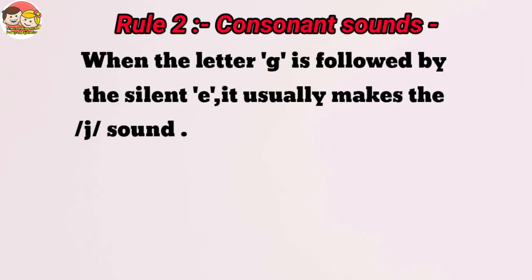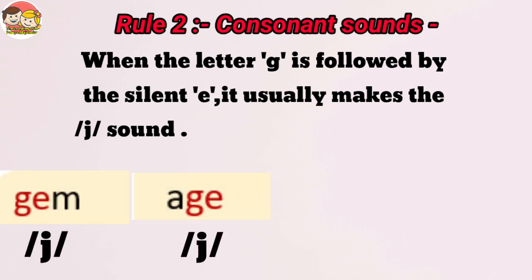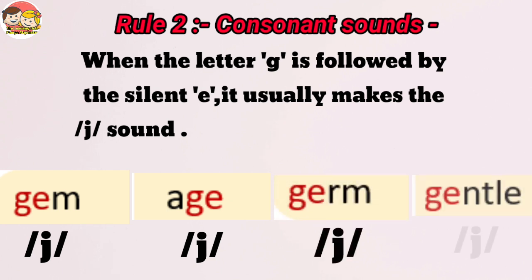When the letter G is followed by the silent E or magic E, it usually makes the J sound. It's a soft sound of letter G, like gem, edge, germ, gentle. So here the letter G makes the J sound due to the silent E or magic E.